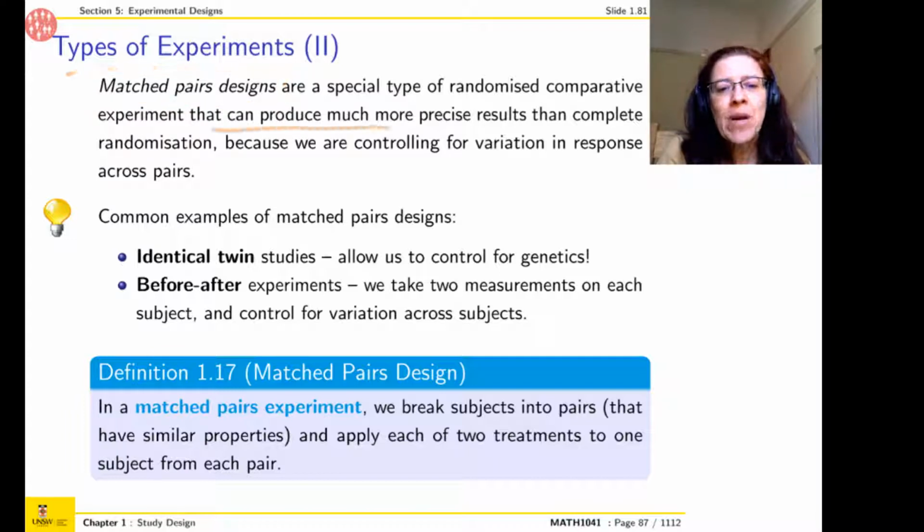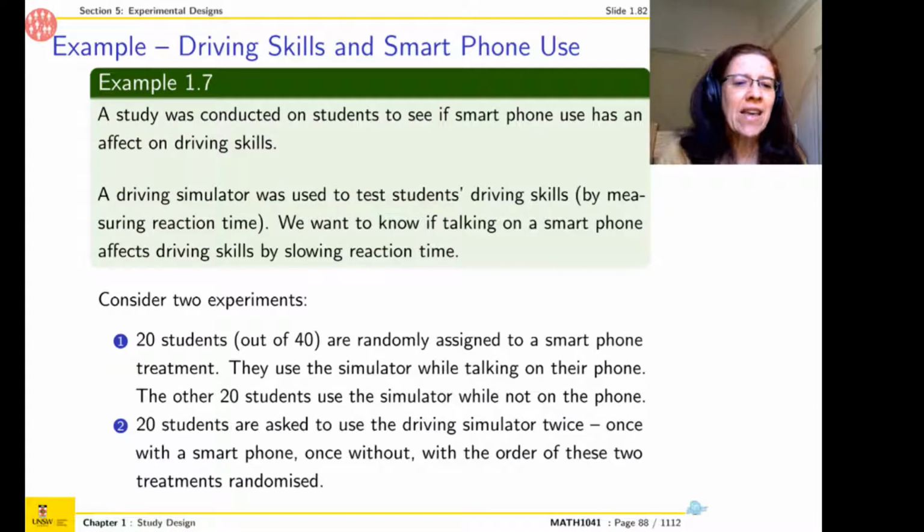And these produce a much more precise result than complete randomization because we are controlling for variations in response across pairs. Example: a study was conducted on students to see if smartphone use has an effect on driving. I bet it has. So a driving simulator was used to test students' driving skills by measuring the response time. So the goal is to know if talking on the smartphone affects your driving skill by slowing reaction time. So that's the research question. And below, we consider two possible experiments which we could design to answer this question.